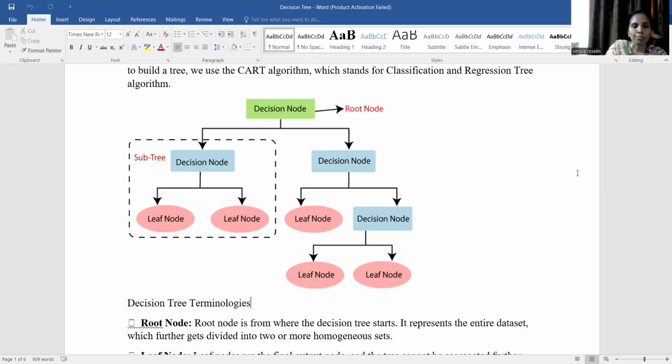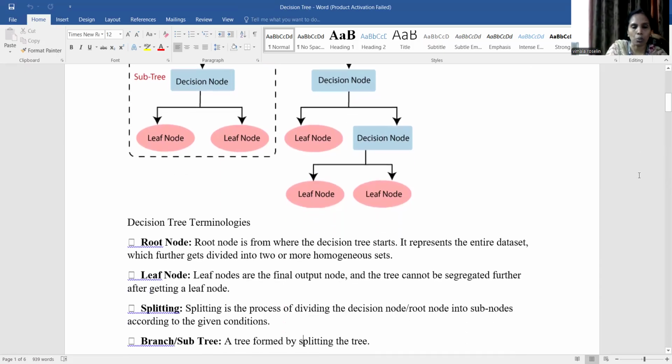Here are some terminologies. First one is the root node. The root node is the starting node. It represents the entire data set and it gets divided into two or more homogeneous sets. Homogeneous sets means sets with similar values.